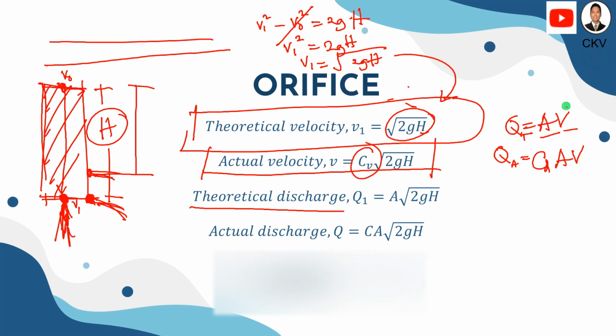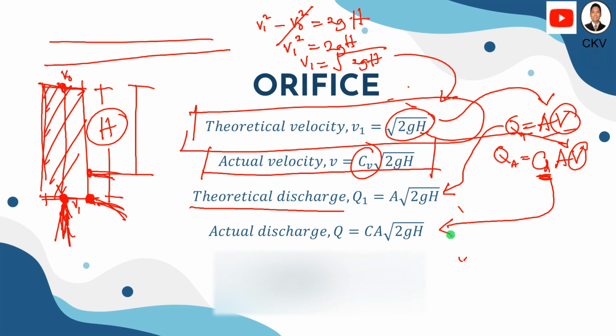This V is the square root of 2gh. Therefore, we have this formula: A times the square root of 2gh. For the actual, just multiply Cd, where V is equal to the square root of 2gh. Then we have this formula right here for the actual discharge. You can put Cd or only C for coefficient of discharge. So Cd A square root of 2gh.